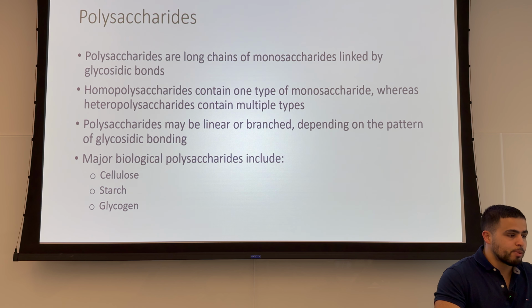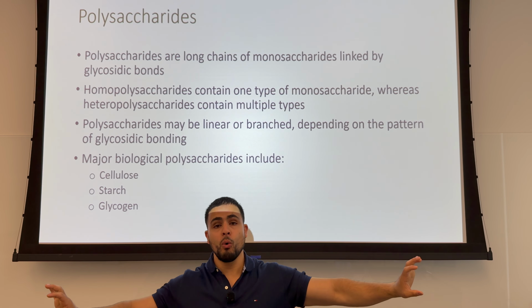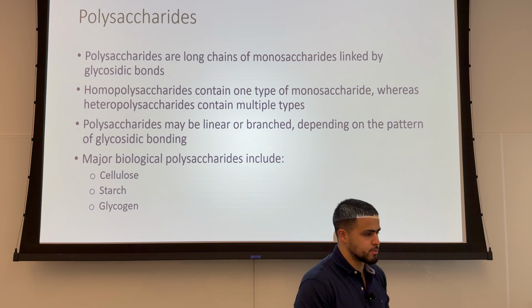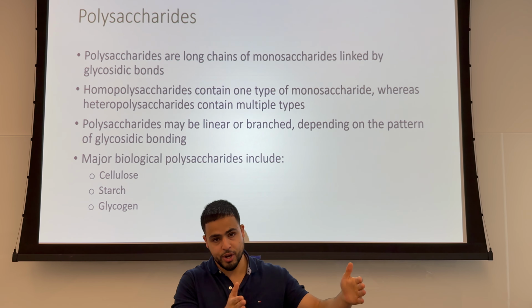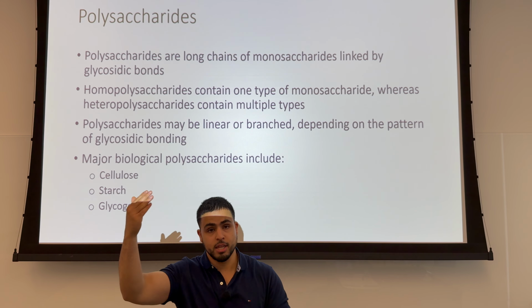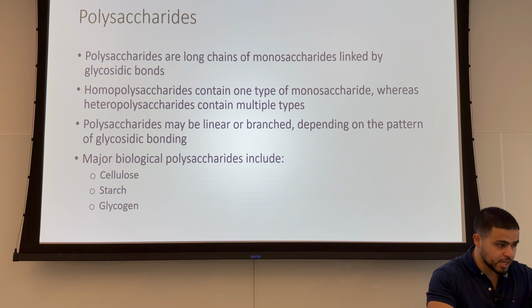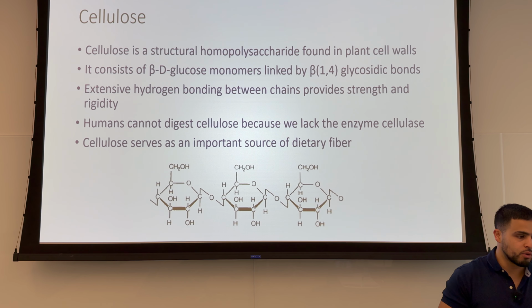Now, one thing about polysaccharides that's important to note is that they can either be linear, meaning they're just a straight chain, or they can have branches coming off of that chain. And more on that in the subsequent slides. But essentially, you're forming a glycosidic bond in the straight chain you have, and then the branches are going to be other glycosidic bonds that will allow you to form those branches. Now, the major biological polysaccharides include cellulose, starch, and glycogen, and these are the ones you're most likely to encounter on the MCAT. So let's go over them one by one.